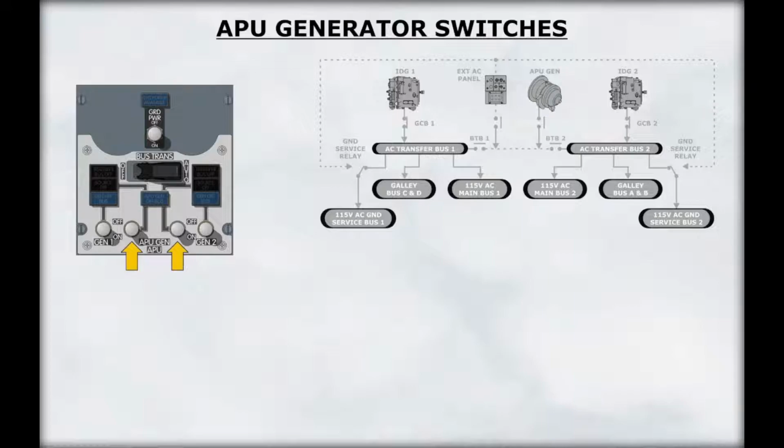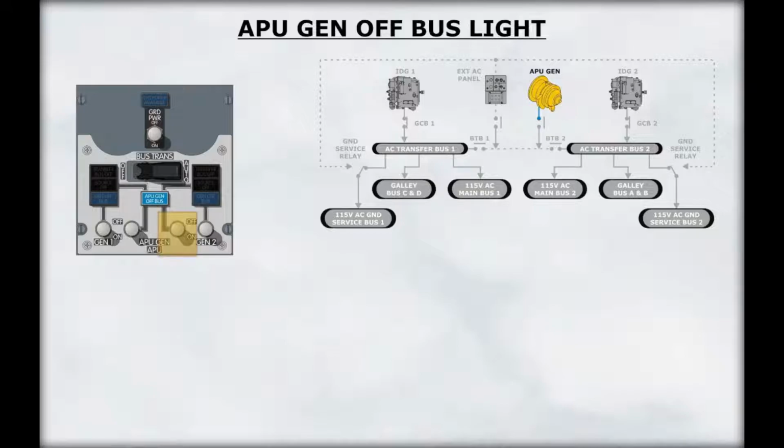APU generator output can be connected to either the number 1 or number 2 transfer bus by means of the two APU generator switches. A blue APU generator off bus light illuminates when the APU generator is ready for electrical load but is not connected to either transfer bus. Click on number 2 APU generator switch to continue.